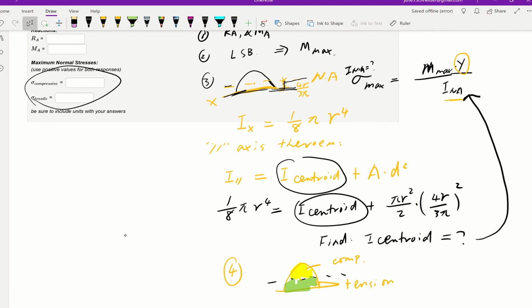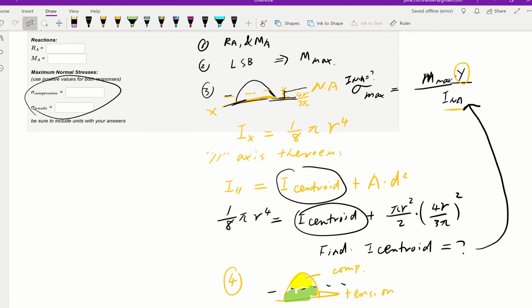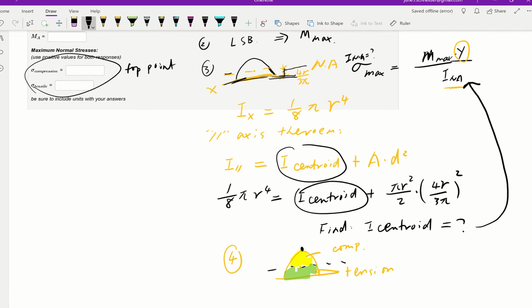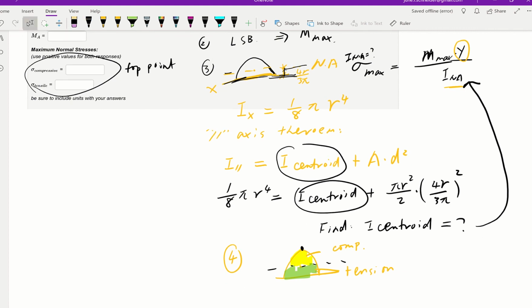So the problem asks what's going to be the maximum compression. They are asking about this top point here. That means the top point. And they ask what's the maximum tension. It's basically any point along that bottom line. They're going to have the same tensile stress because they have the same y.